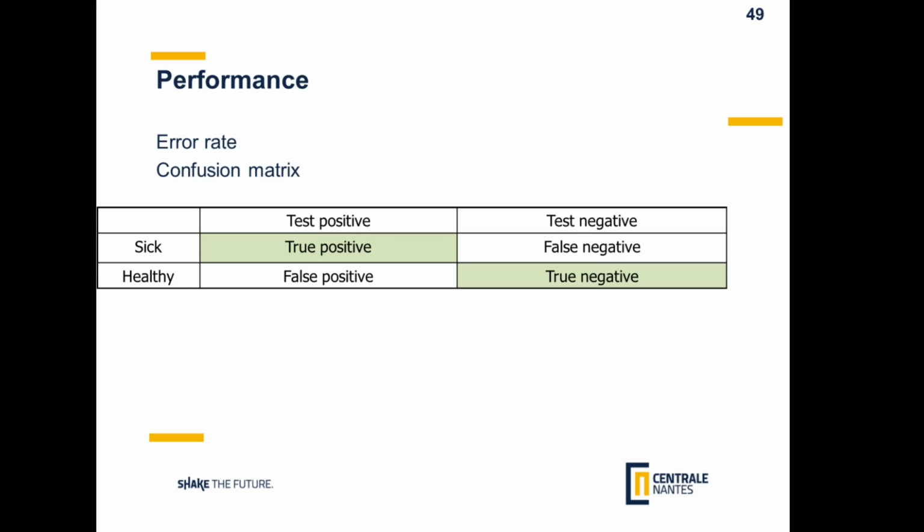Then you have to, of course, evaluate the performance of what you've learned. In order to do so, you should have a test set, which is different from the learning set, but should also be labeled. And using your prediction on this test set, you will be able to evaluate if your prediction is right or wrong.